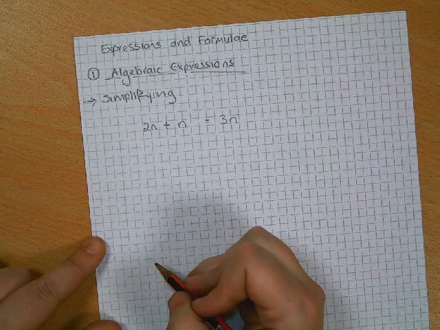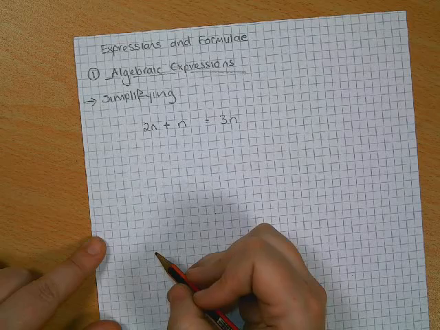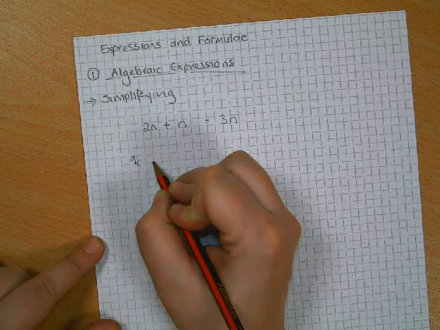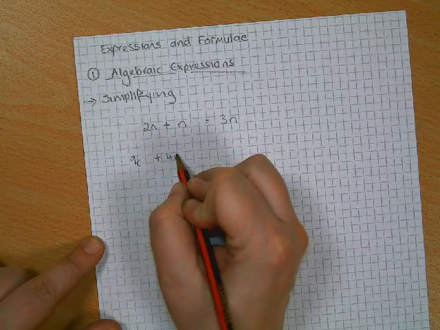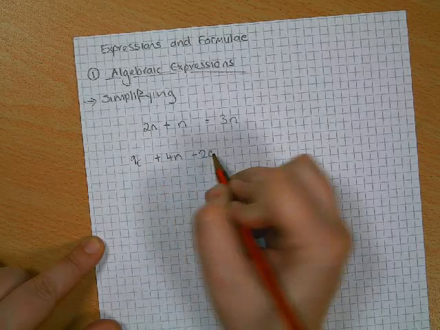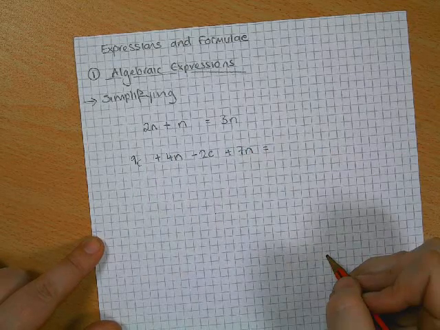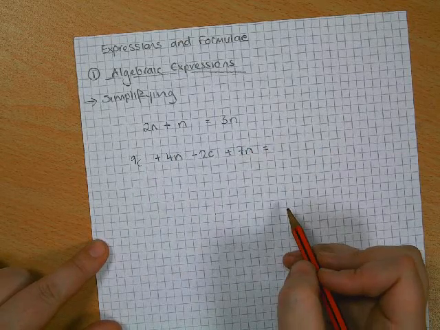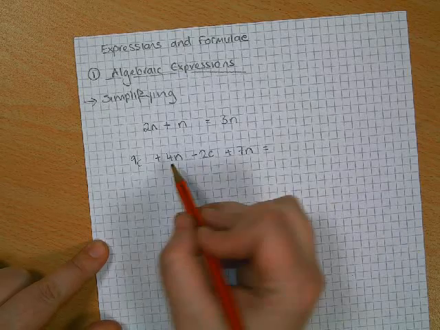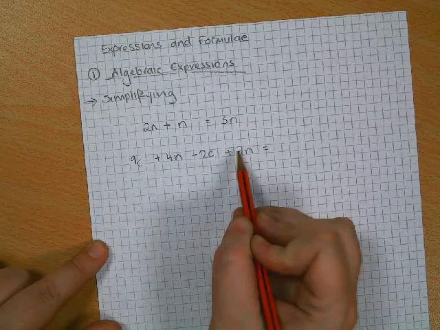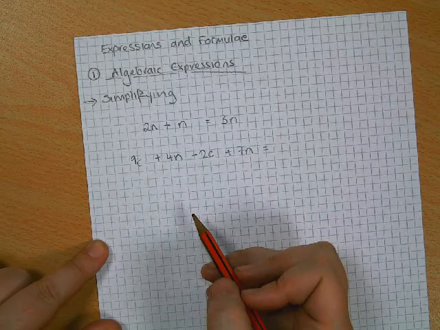We can do it with two variables as well in the expression. So we could have 9c plus 4n take away 2c plus 7n. And to do this, we would just look and find the things that are the same, and they're called the like terms. So each part is called a term. This expression has 4 terms, and we're looking for ones which are like, ones that have the same letter attached to them.